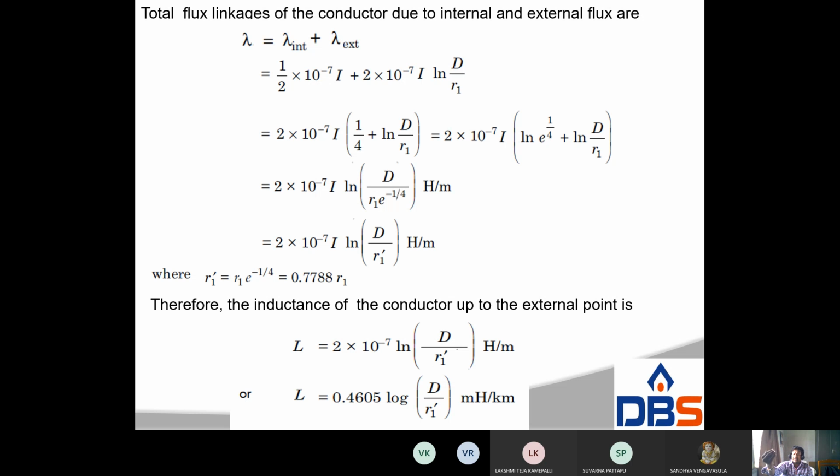Small r to infinity, but small r to capital D. So d by r dash, so 2 into 10 power minus 7 I. Suppose you have to take it in logarithmic. This is the logarithmic value. This is not a logarithmic value.